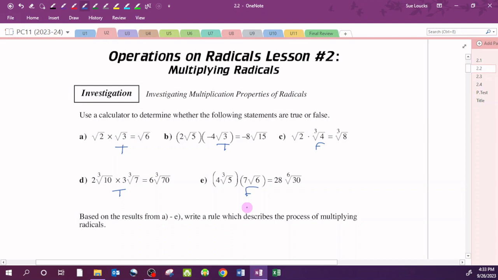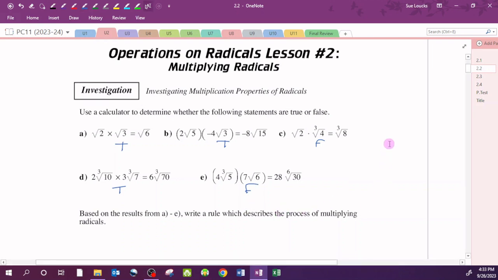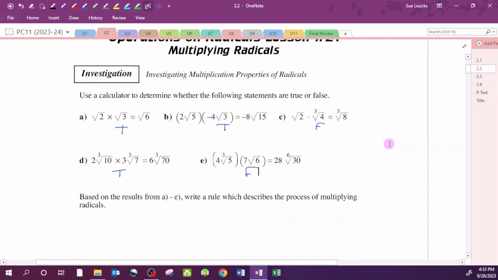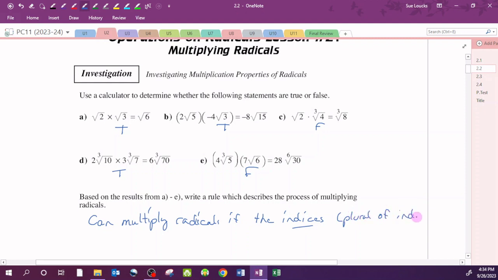And now take a look at those and see if you see a pattern, or a rule. Can you come up with a rule that tells you what you need to have to multiply radicals? So you can multiply radicals if the indices, that's plural of index, are the same.